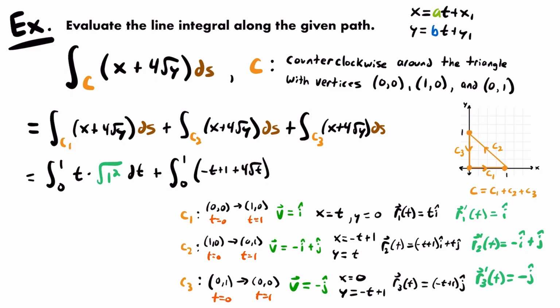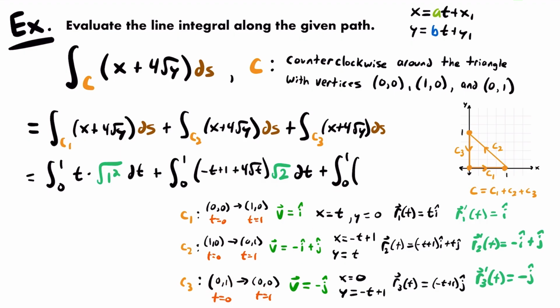And so you want to take the square root of the sum of these components squared. Negative 1 squared is 1, and 1 squared is 1, so you'll have 1 plus 1, which is 2. So you'll be multiplying by the square root of 2, and then dt. And then let's add that to the last line integral for C3, where we are once again integrating from t equals 0 to t equals 1. So write those bounds in.